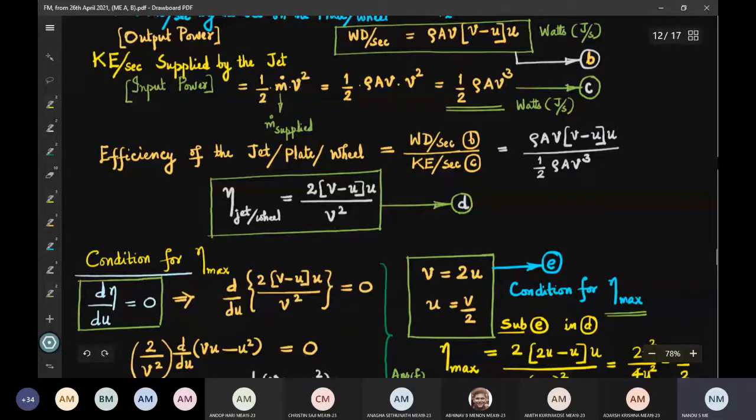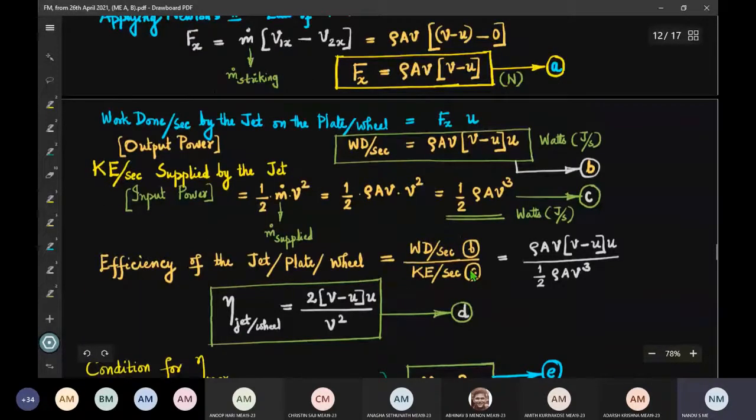Efficiency, if you simplify it, gives a very simple expression, because rho A and one V will be cancelled from both numerator and denominator. The 2 goes to the numerator, so we get 2 into (V minus U) into U divided by V square. So the efficiency of the jet, or of the plate or wheel, is equal to 2 into (V minus U) into U by V square.